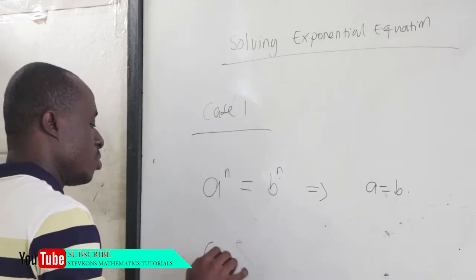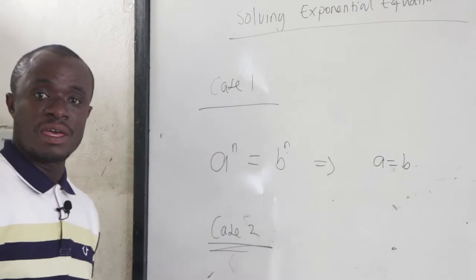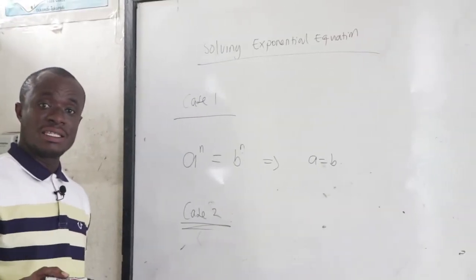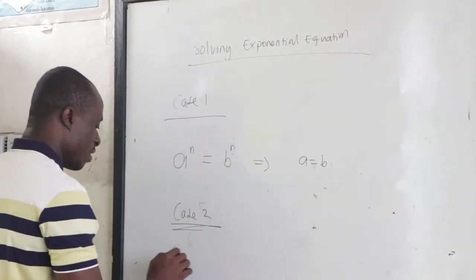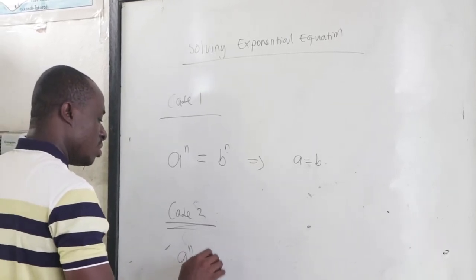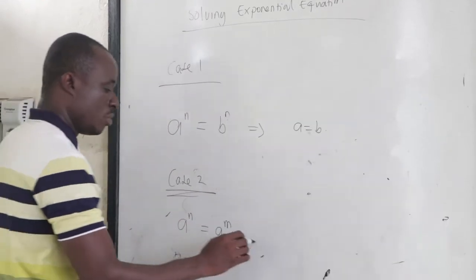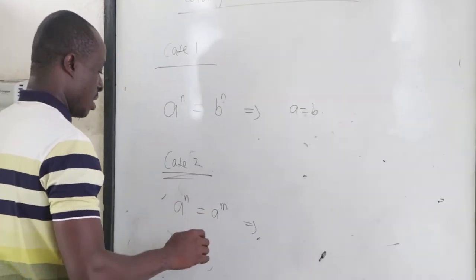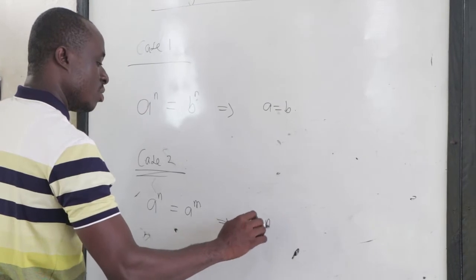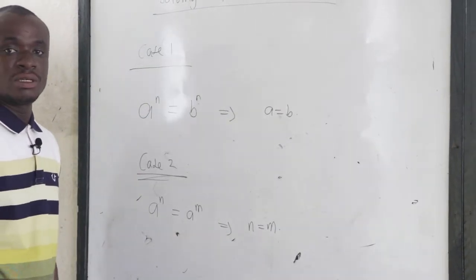And then case 2 says that if the bases are the same, then you equate the exponents. So if you have A to the power n equal to A to the power m, here the bases are the same, so what do we do? We equate the exponents. We say n is equal to m. Let's consider examples under these cases.